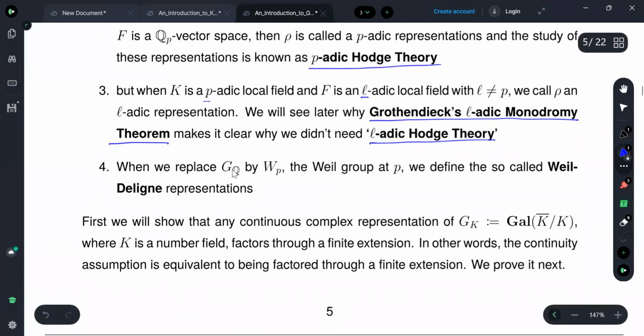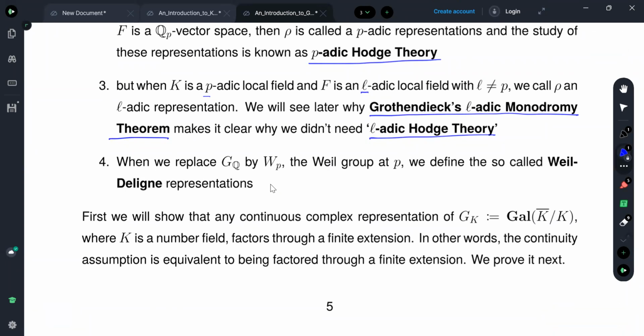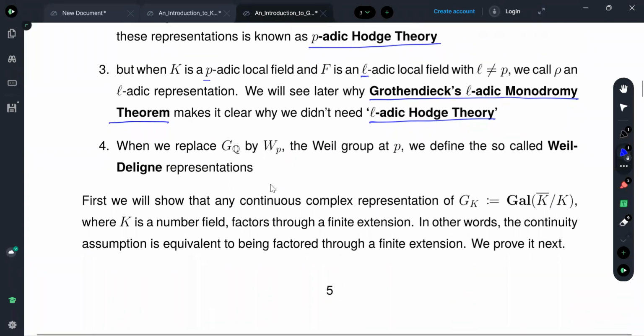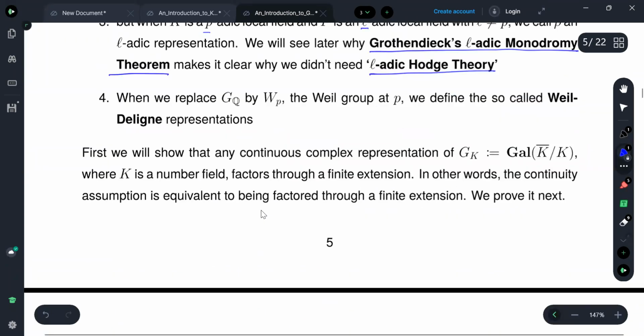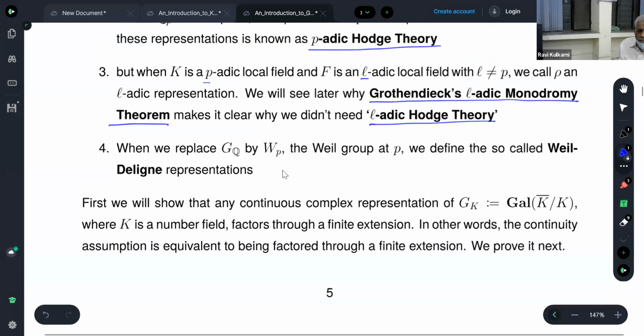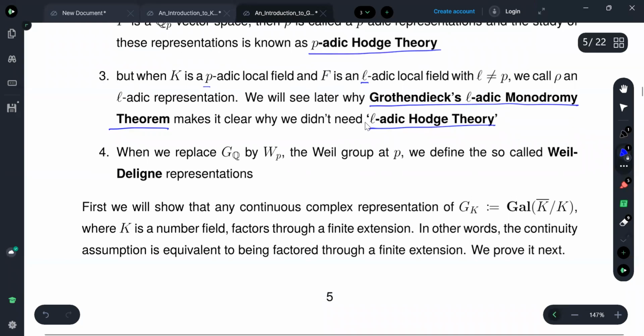And when we replace GQ by the Weil group, which will be defined later, and consider some special types of representations with a special condition, they are called Weil-Deligne representations. Because of this, we do not need much knowledge about the L-adic vector space and related arithmetic. Only p-adic, yes, we need that.